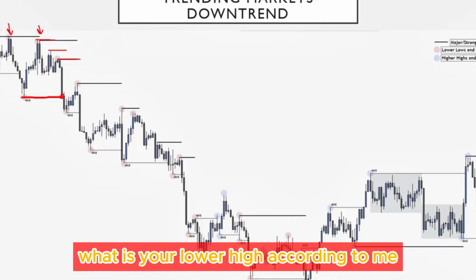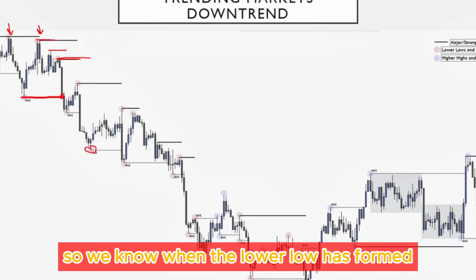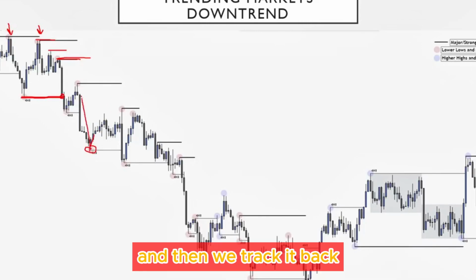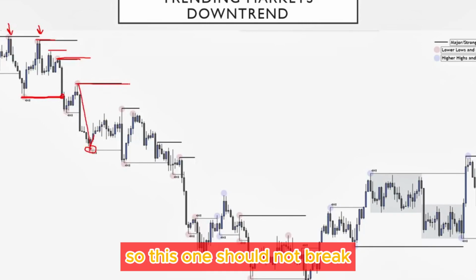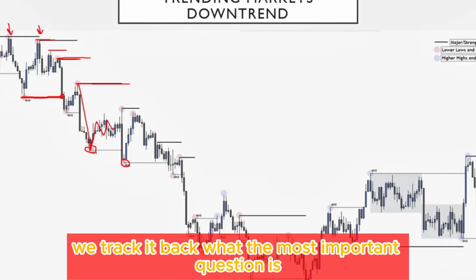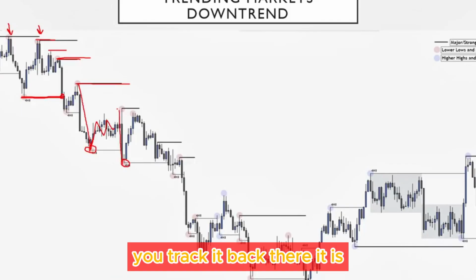What is your lower high? According to me, it's this guy. We pull back, lower high, lower low. There is the lower low, right? So we know when the lower low has formed when you have at least two candles in the opposite direction, okay? And then we track it back. There is the major lower high, so this one should not break. The market pulls back, makes another break of structure right there. We track it back. The most important question is, what caused the break of structure? You track it back. There it is.